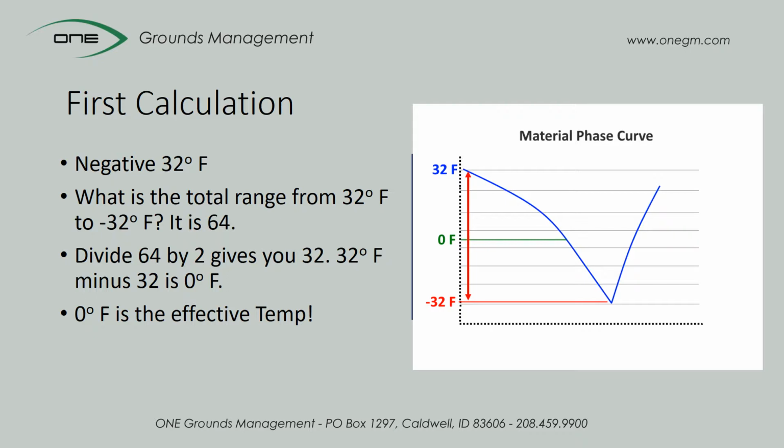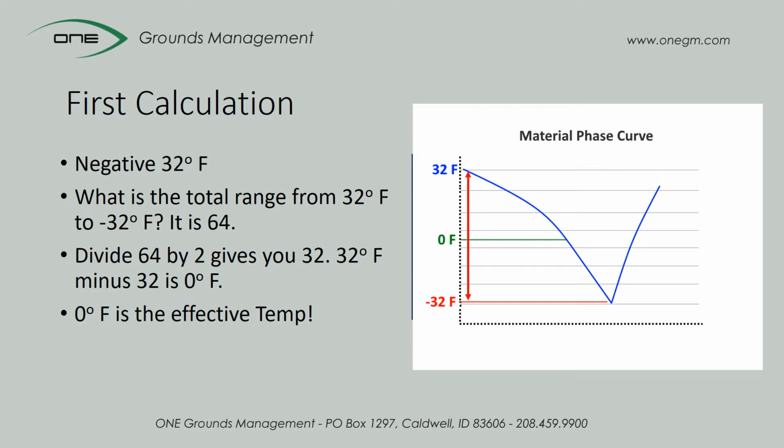And then we subtract 32 from 32 degrees Fahrenheit, which leaves us with 0 degrees Fahrenheit, which is the effective temperature for this particular material. So it's not really a hard calculation. You're basically just taking the total range of the lowest temperature at which it continues to melt and divide that by 2, then subtract it from 32 degrees Fahrenheit. Very simple calculation. So on that first material, your effective temperature is 0 degrees Fahrenheit.